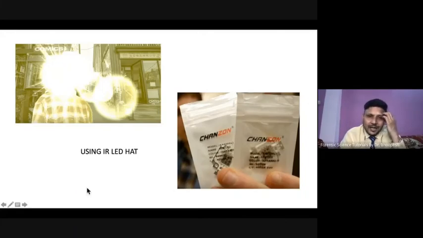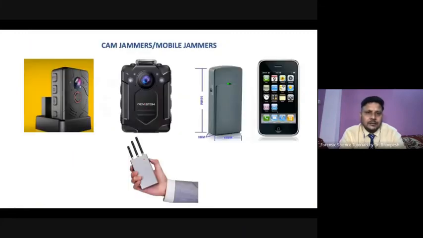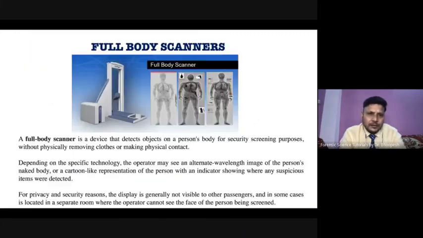So there is a person who is wearing an IR LED hat, and the person cannot be recognized, or the face cannot be seen under the CCTV camera. And these are very cheap chips or something which is readily available on Amazon. So you can buy them and you can cheat a CCTV camera. Then the cam jammers are also there. And then we use the full body scanners. One of my patents is in the area of the body scanning system as well.